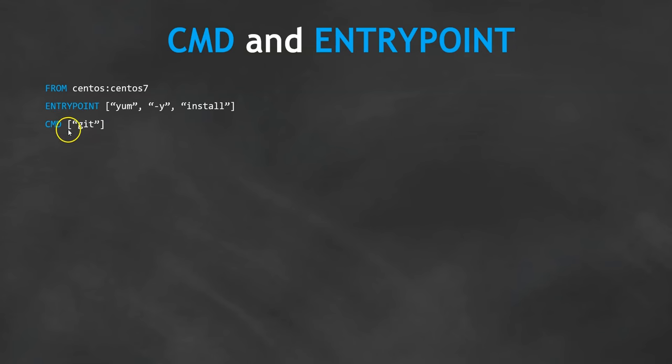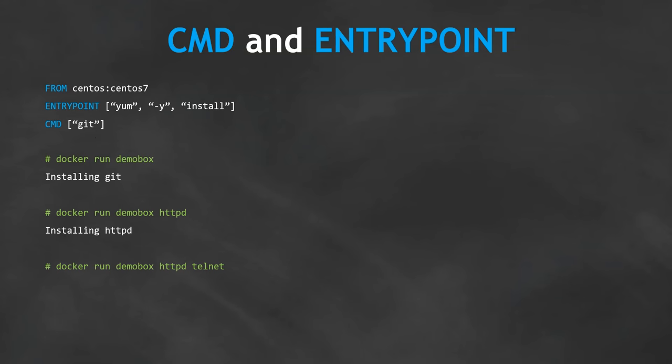So entry point and CMD both instructions will get executed now. In entry point we have the m-y install, and in the CMD instruction we have git as an argument. By default, if I don't provide any arguments, it's just going to install git. But if I provide any arguments like httpd, this httpd is going to replace the git, so it is going to install only httpd. Even I can provide multiple. Whenever I provide multiple, it is going to install only these. If nothing is provided, then only git is executed. So by using the CMD and entry point, we can achieve it.